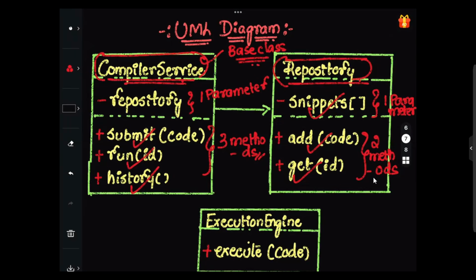Next, finally, we will be going with the execution engine class, which consists of only one method, nothing but execute of code. So these are the three classes that we'll be making use of.